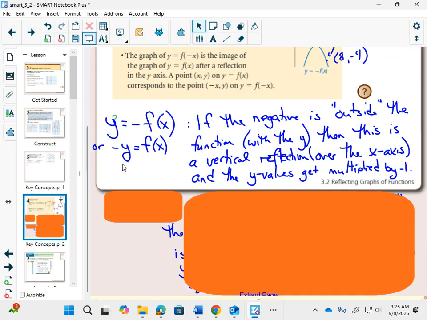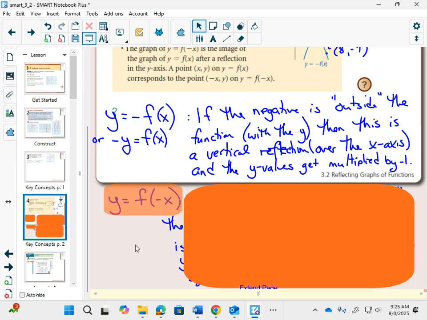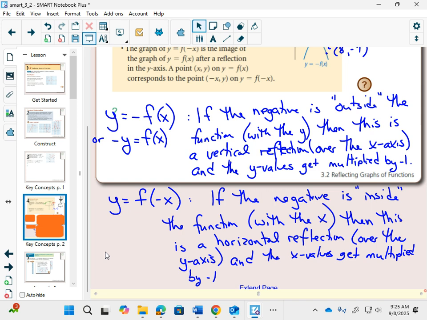And the same thing, we can make a note for when the negative is inside the function. So when the negative is with the x inside the function, this is a horizontal reflection. That goes over the y-axis. And the x values get multiplied by -1.